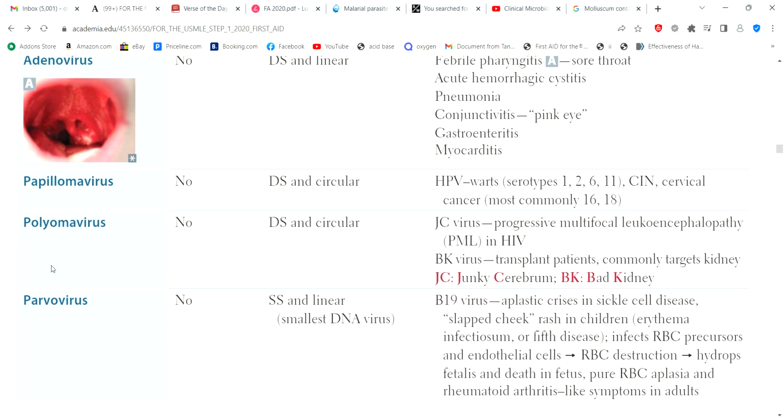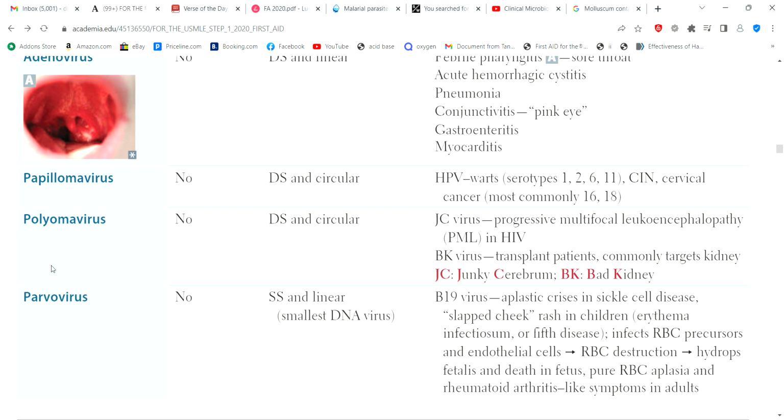Papillomavirus is a DNA virus. It is not enveloped. It is double-stranded and circular. Papillomavirus causes HPV, which also causes warts. The ones that cause warts are serotypes 1, 2, 6, and 11.